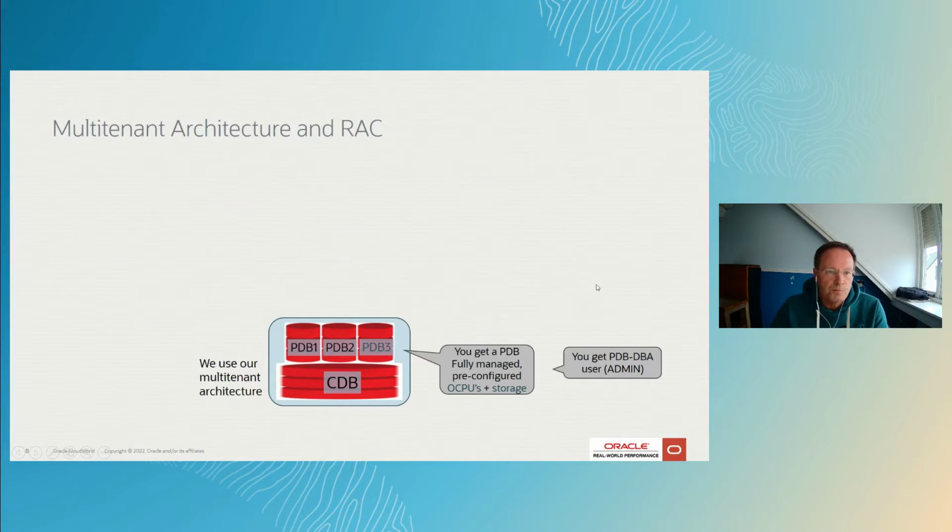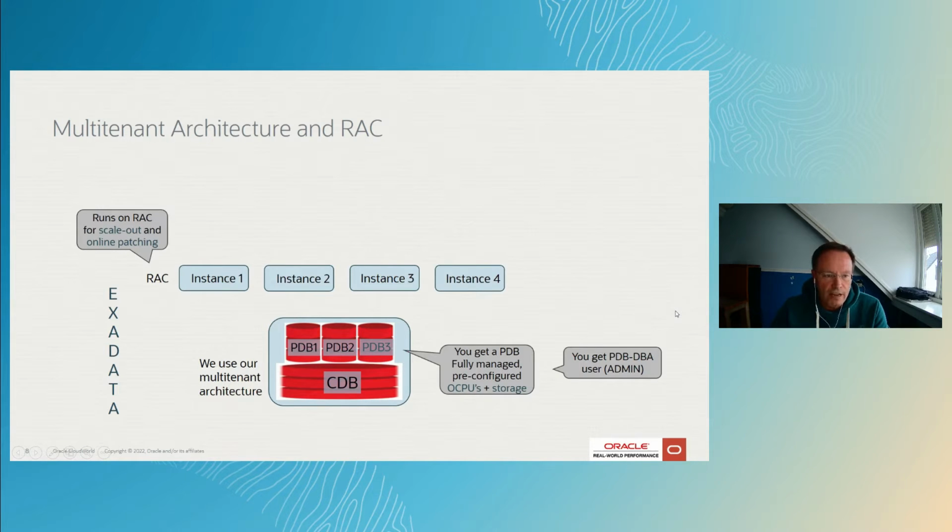On autonomous database, we use our multi-tenant architecture and real application clusters. So if you provision a database on autonomous, you actually get a PDB that's fully managed and pre-configured. At a high level, the only 2 things that you specify for your PDB is how many OCPUs you want that PDB to be able to use, and what's the storage for the table spaces of your PDB, the size of the storage. And then on top of that, you get a local DBA, a PDB database administrator, which you can then use to configure your PDB further, create other users, create all the tables, etc.